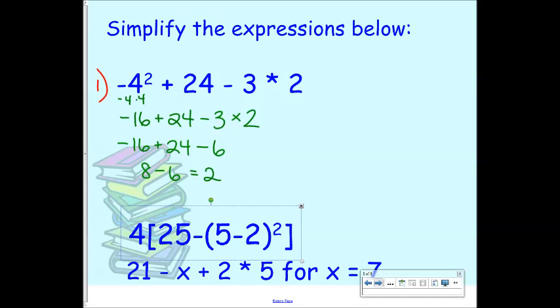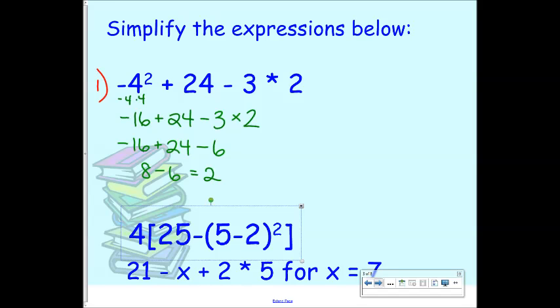PEMDAS, negatives, people make mistakes with negatives all the time. I'll tell you this right now, every answer you get today for all the ones at your board should be a whole number. So if you're not getting a whole number, that means somewhere your steps were off. And again, you don't have to write it out line by line by line, one step at a time if you don't want to. But I don't make mistakes because I do it that way. So that's my recommendation if you've made a mistake to go back and try writing one step at a time.